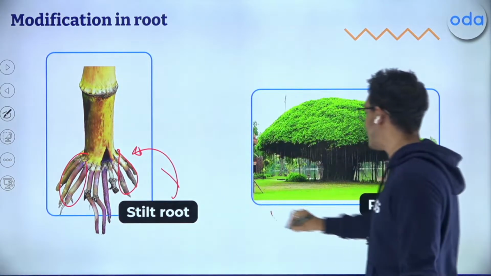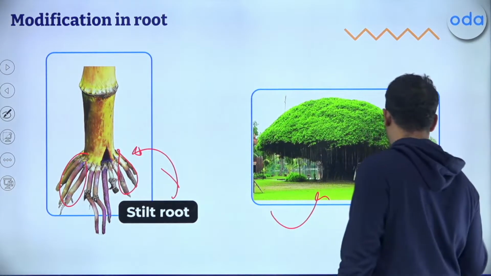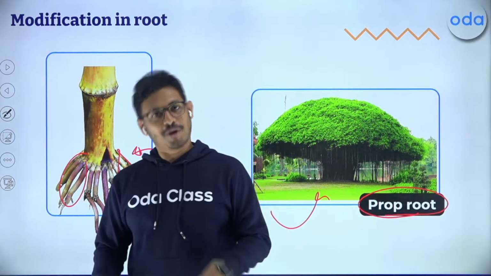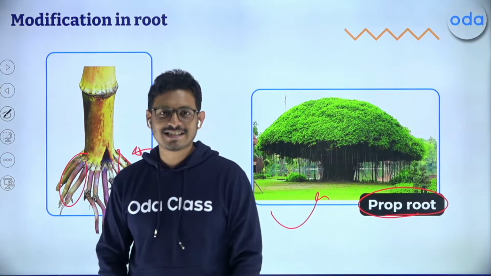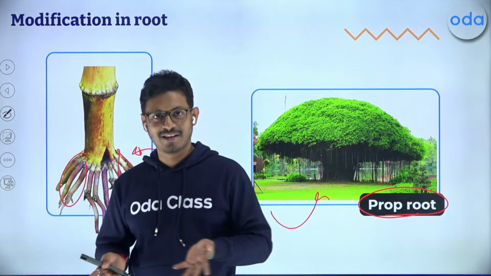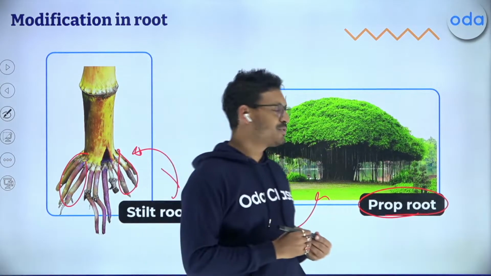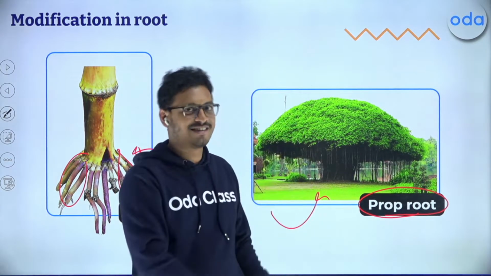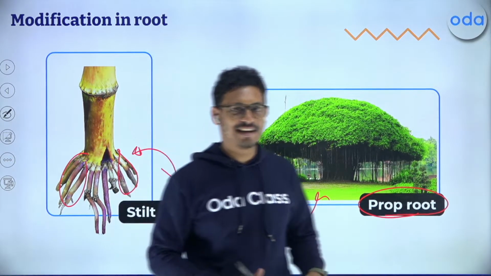Same thing happens with the banyan tree. These kinds of roots are called prop roots because they come down from the stem and reach the ground and then grow into another stem eventually. We call them prop roots, or sometimes we also call them aerial roots because they are coming through the air, falling down like a creepy, viney structure.